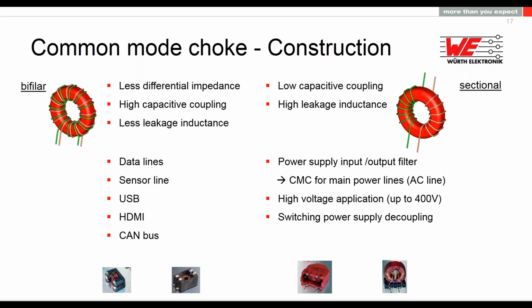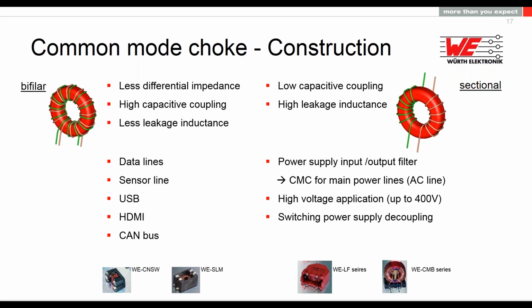For a data line, where normally you don't have 400 volt, you can use a bifilar wound one. You can also use a sector wound one, but only if your data line is very slow data. If it's high-speed data, you will need this bifilar wound one. Different families use different winding methods only because of the purpose: for data lines or for AC lines, like power supplies.